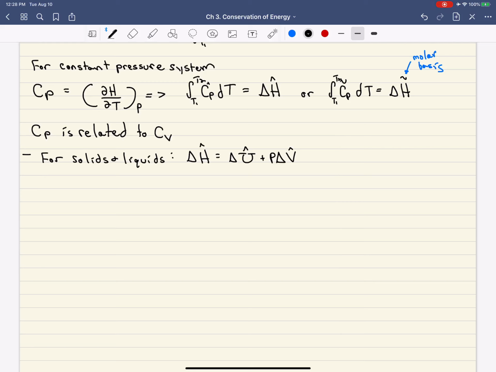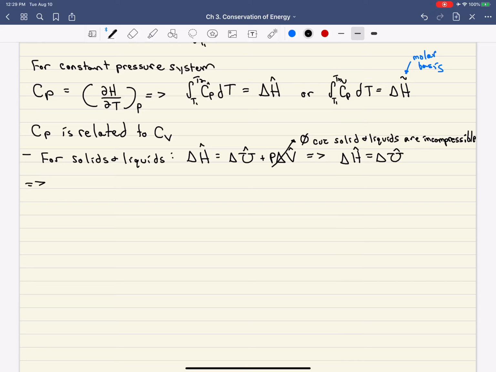Now, if we're dealing with a solid and a liquid, a lot of times we assume that these solids and liquids are incompressible. And so if they're incompressible, that means that they can't change their density and they can't change their specific volume. All right? And so as such, this second term on the right-hand side is going to go away because solids and liquids we assume to be incompressible. Alright, and so if the PV term goes away, what that tells us is that delta H is just going to be equal to delta U.